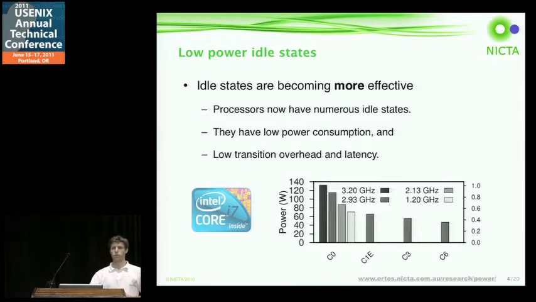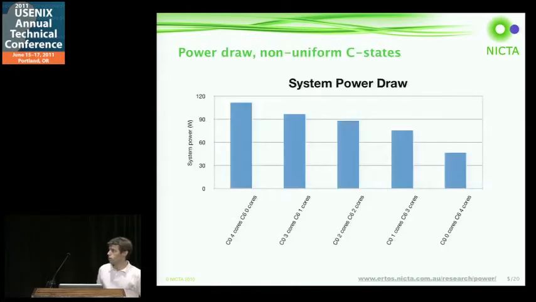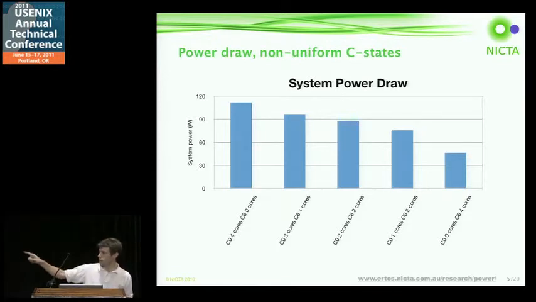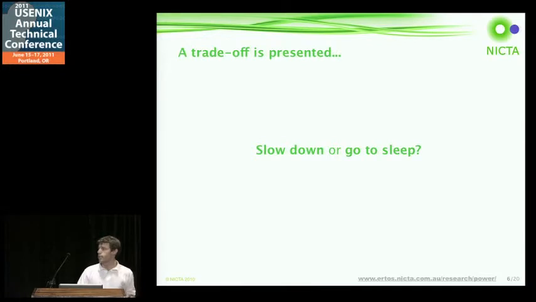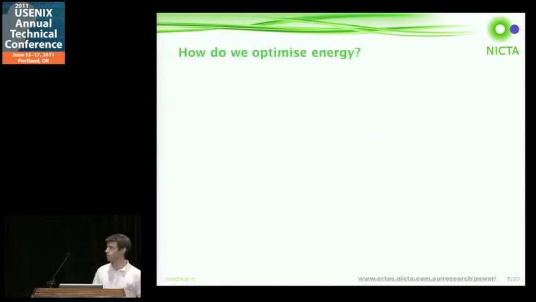Now, that's if all the cores go into the same state. This graph shows what you get if only certain numbers of cores go into that deep sleep state. You can see when all of them are in that C6 state, you get an extra jump down in power consumption. So it's best if we can get all the cores into that low state. So a trade-off is presented: do we slow the CPU down or do we put it to sleep? It may not be an or question, it might be an and or question. How do we optimize energy?